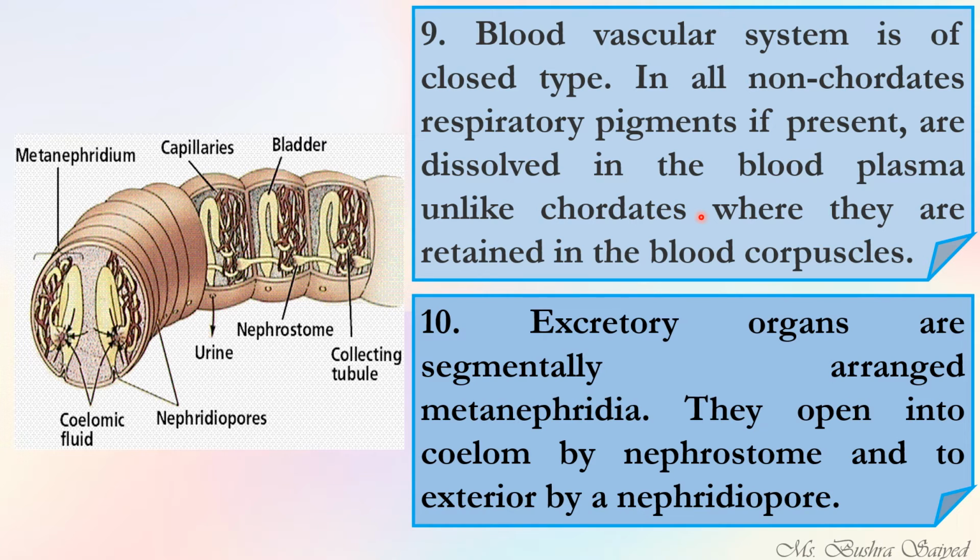Excretory system, when we talk about it, is very specialized and more developed in the annelids as compared to the lower organisms. They have metanephridia, which open into the coelom. Here, if you see, is a metanephridium which opens into the coelom by the nephrostome. That nephrostome opens to the outside through the nephridiopore, exiting all the waste out of the body.